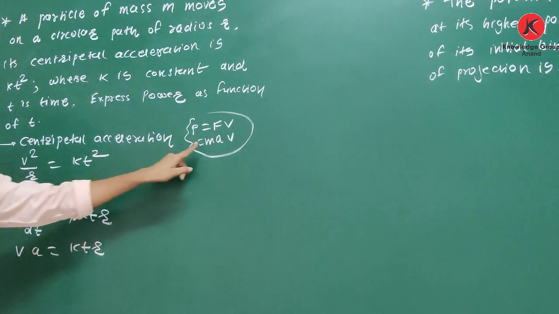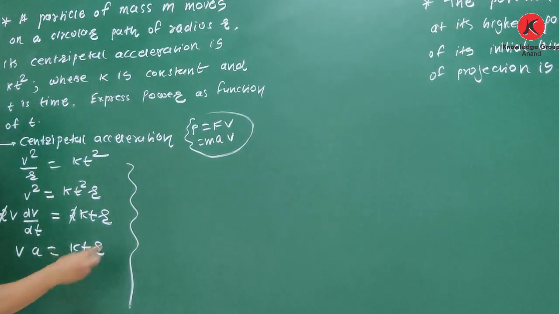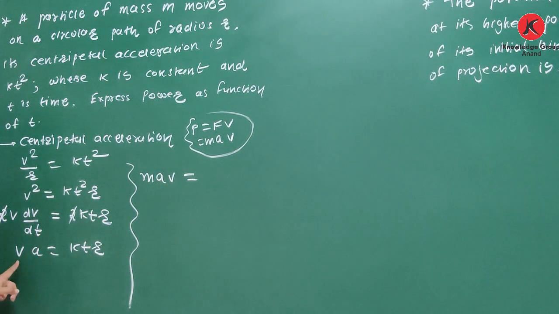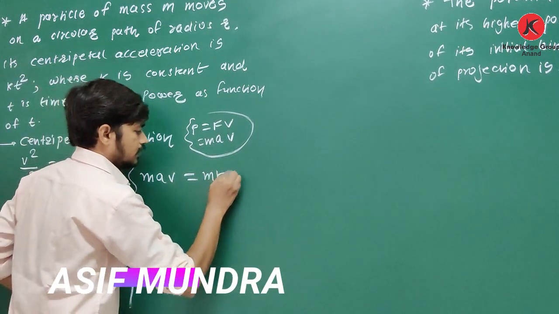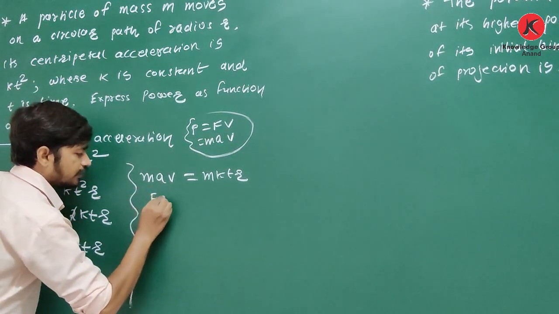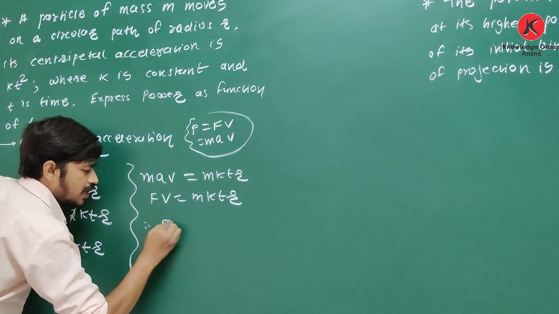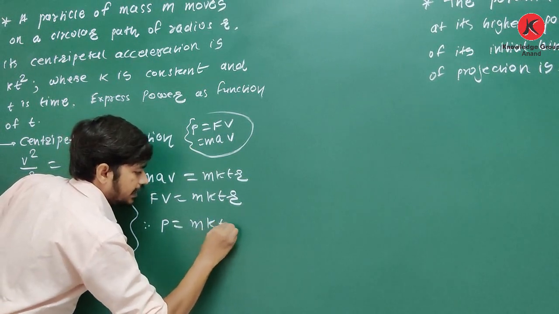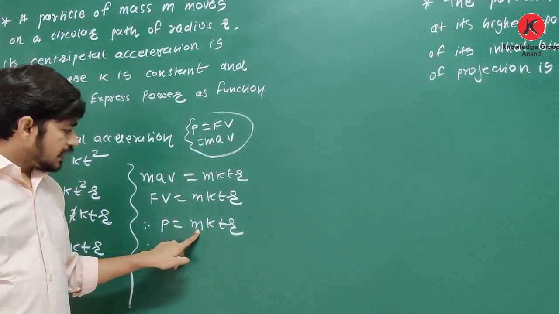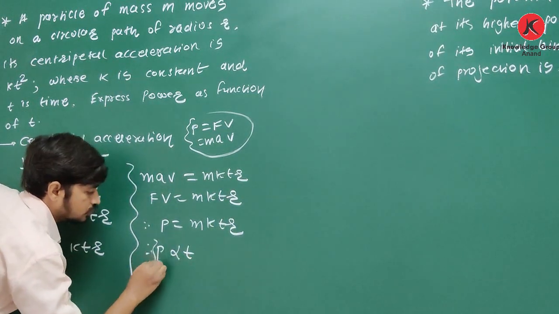So now see, we have a and v. Now we have to multiply m on both sides. So if we multiply m on both sides, we will get mav is equal to m ktr. Now mav is F into v, so Fv here is nothing but power. So power P is equal to mktr. Therefore power P is proportional to r, since m is constant, k is constant, and r, that is radius, is also constant.